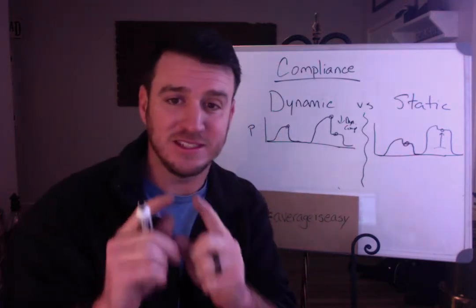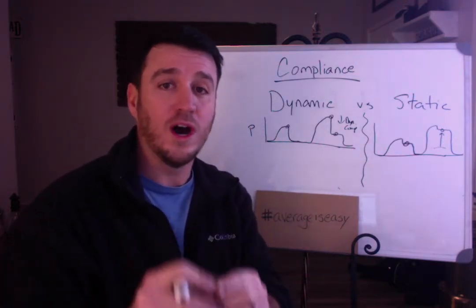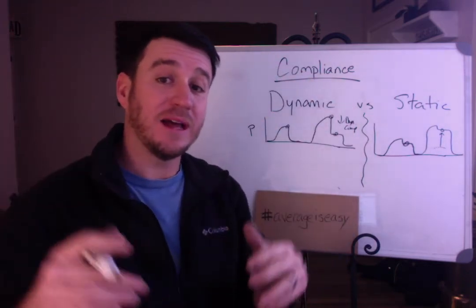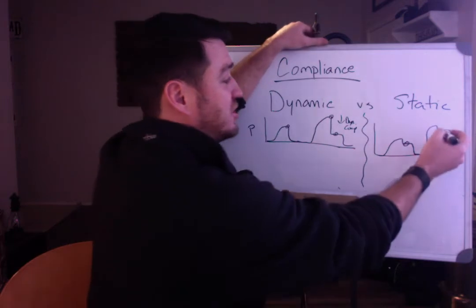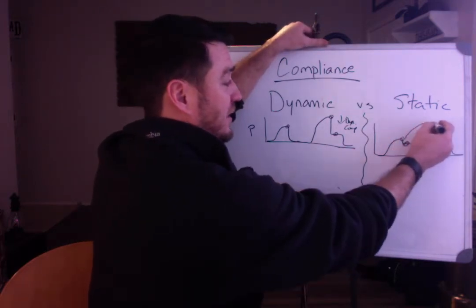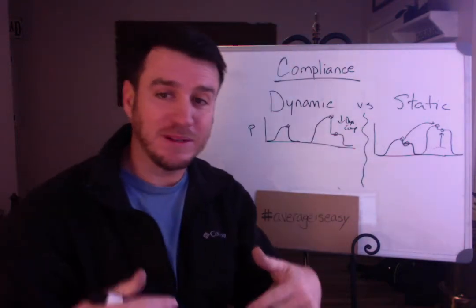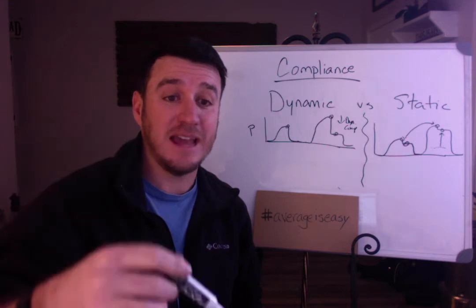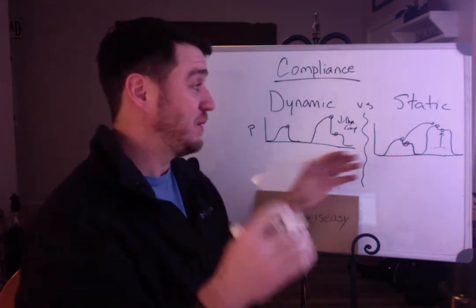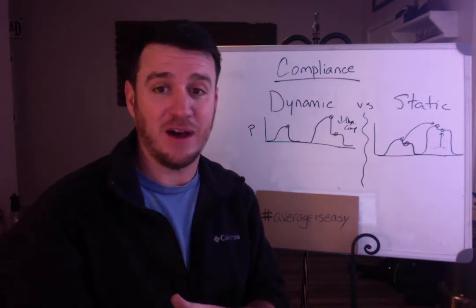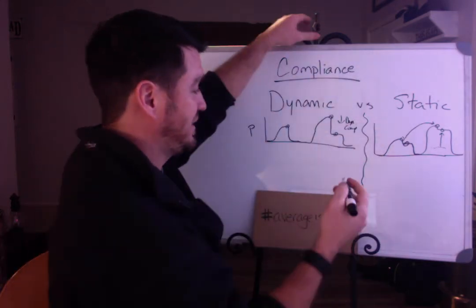Now, this is key. What also happened as our plateaus rose? Our plateaus went up, and so did our PIP from here to here, right? That also rose. What happens if PIP goes up? If PIP goes up, dynamic compliance goes down. What happens when plateau pressure goes up? Static compliance goes down. Now the key to understanding this is this.